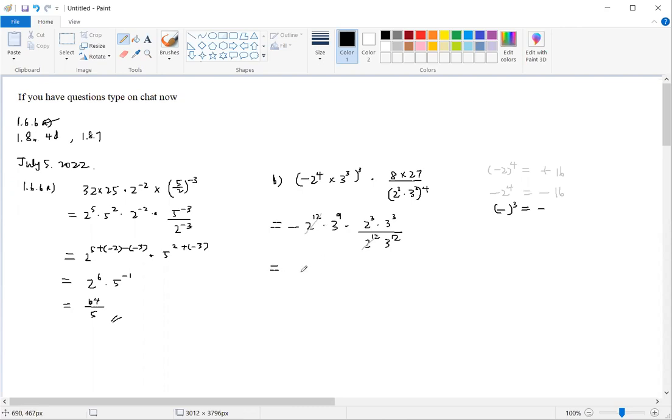Otherwise, as I said, even if you don't do it, you can do that. Start with 2 to the 12. When you multiply, you add exponents. When you divide, you subtract exponents. Collecting the 3's: 3, 9, and then plus 3, you multiply, and then minus 12 when you divide.